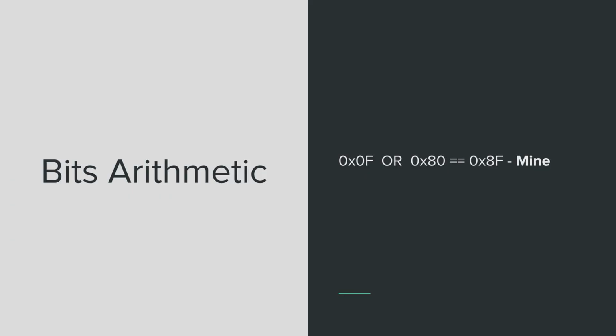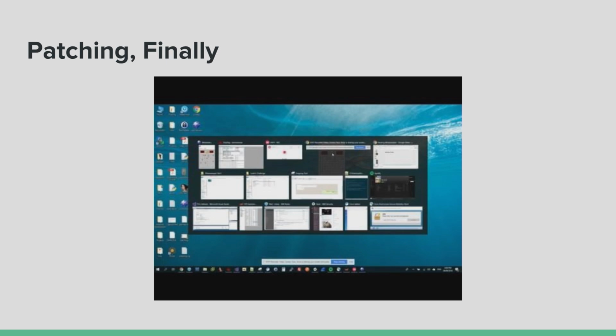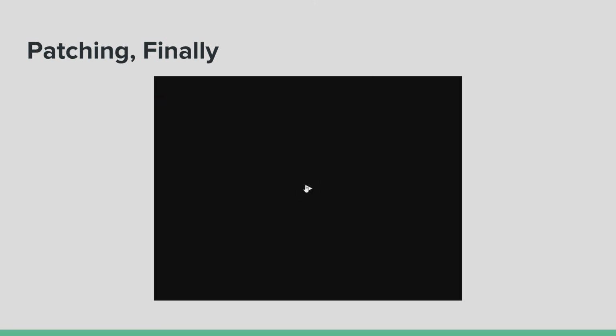So the original operation was doing an OR with 0f and 80. And that gave us 8f, which is a mine. But now we want to create 8e. And there are a couple of ways to do that, but what I figured out was most convenient for me was just doing an XOR operation with 81. This is just bit algebra, bit arithmetic. And so there's just one thing left to do, and it's changing the executable itself.